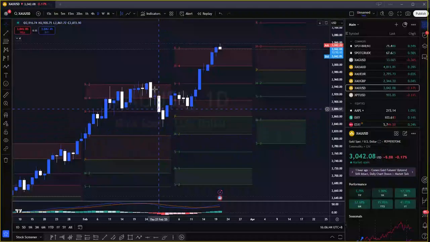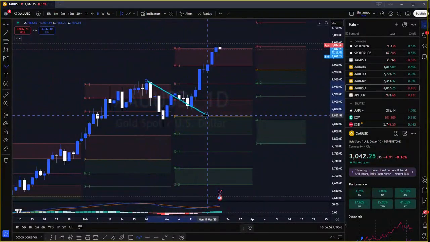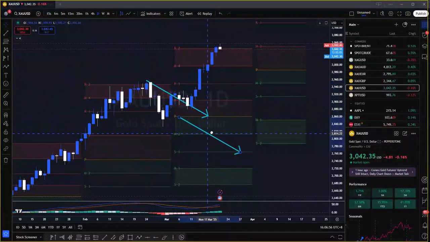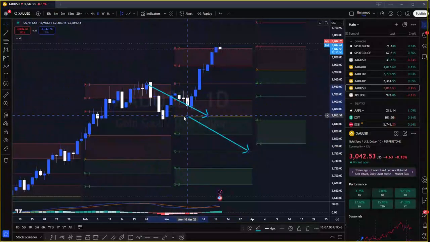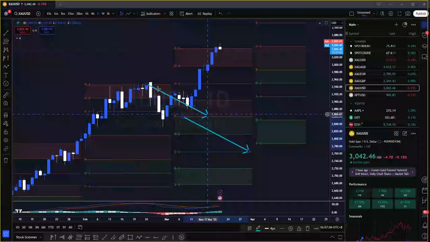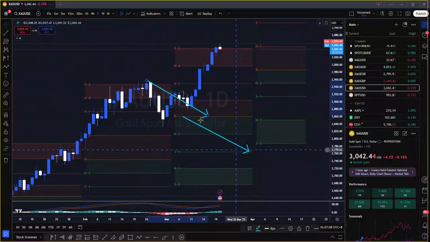But the distance from the high of last month to the pivot will be the distance that we will be seeing from the pivot to S1. So the distance from the high to the pivot is the same as the distance that we'll be seeing from the pivot to S1.